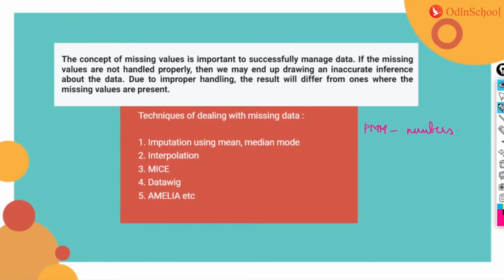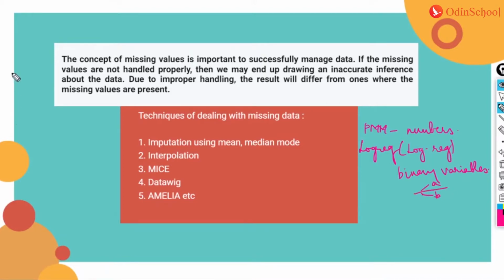After PMM, the next one we have is logreg. Logreg is generally used when you have logistic regression, and this is used when you have binary variables or binary values, like yes and no, profit loss. Whenever it is A or B, in that case, you can use logreg.